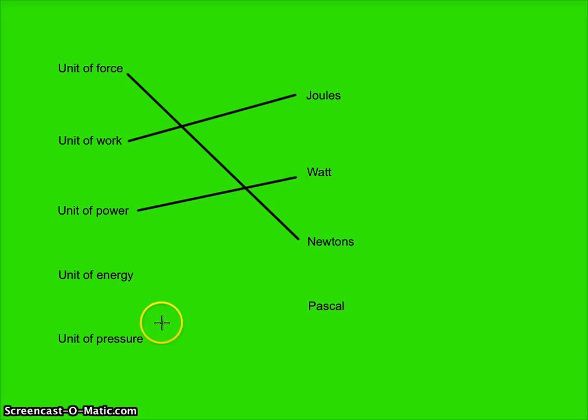Okay, let me tell you some answers here. We have unit of force. That would be the newtons. Unit of work is joules. Unit of power is watts. Unit of energy, well, it's not Pascal. You may remember that energy and work have the same unit. They are both in joules. The unit of pressure would be Pascal. If you didn't do well, maybe you'll do well by the next time you see it in class.